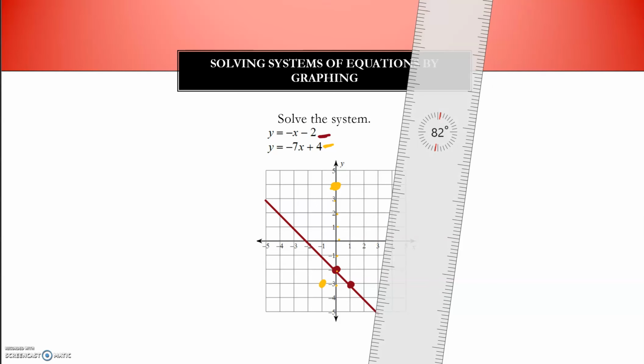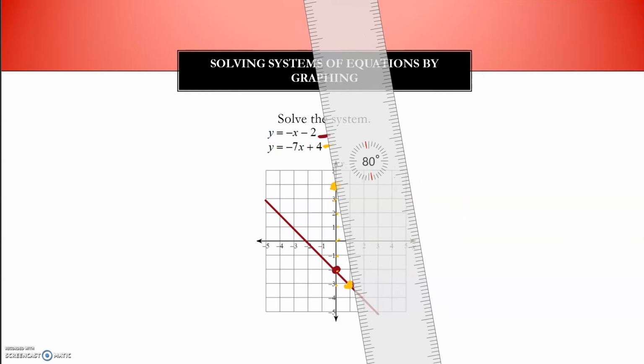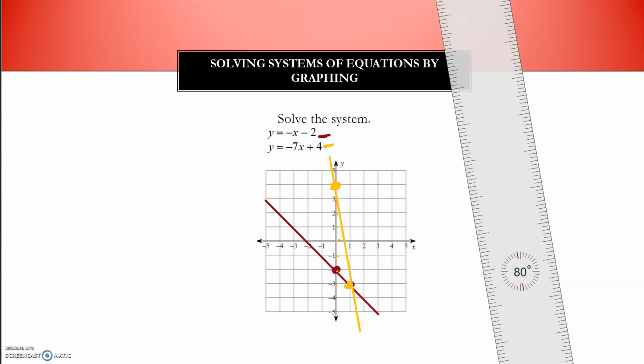So again, just to make sure we've done this right, we had y-intercept at 4. We went down 7, 1, 2, 3, 4, 5, 6, 7, and we went 1 to the right. Oh, we're not going to see it here. Too bad. We do have an easily identifiable solution here at (1, -3).